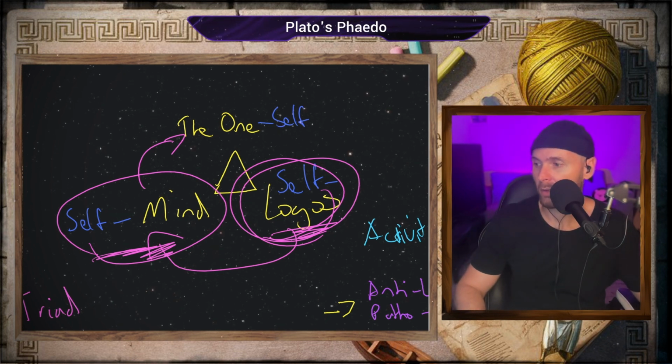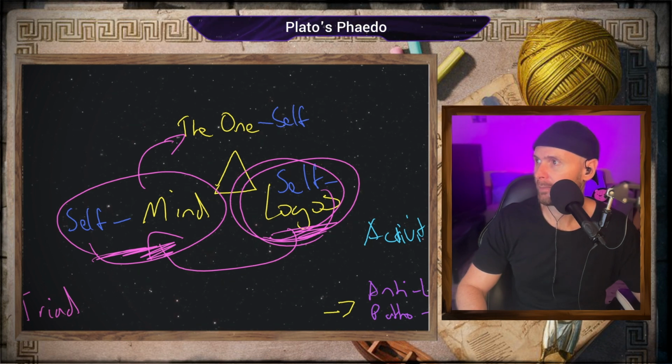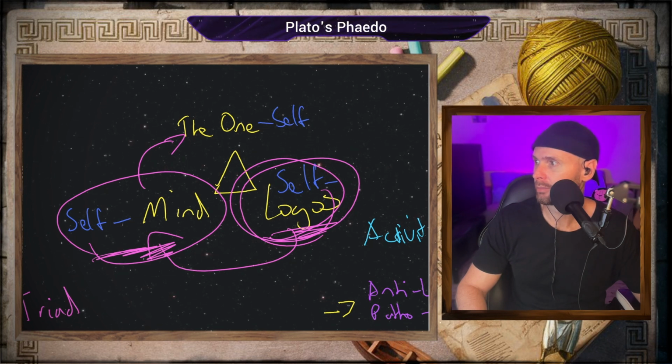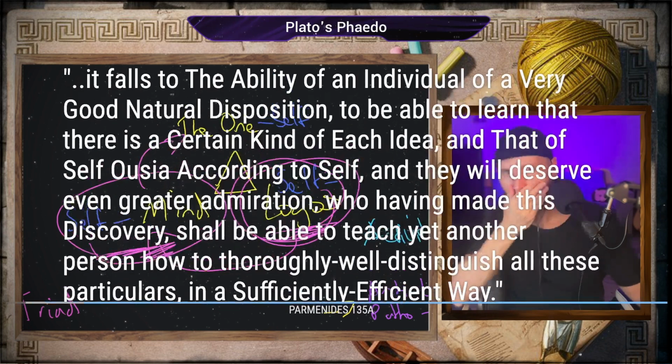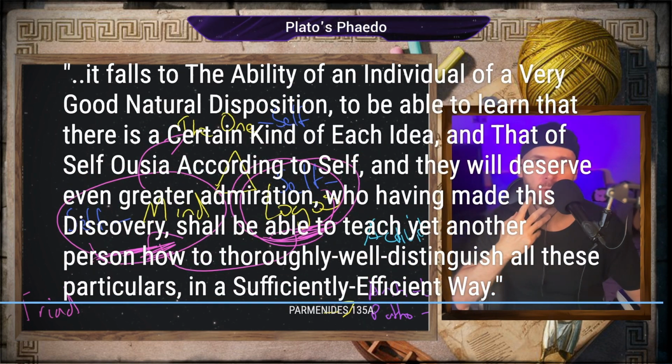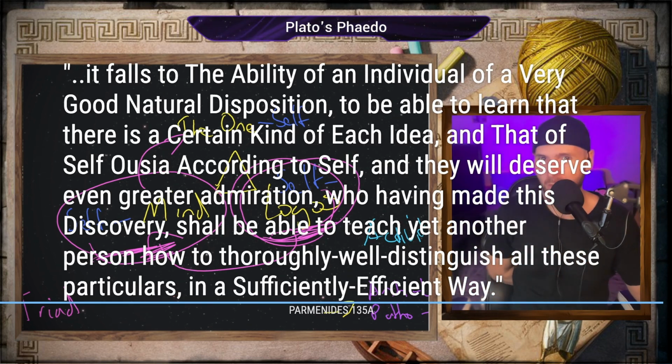We have a quote, we'll throw up a quote, why not? That brings those three together. Here we go. It falls to the ability of an individual of a good natural disposition to be able to what? Learn that there's a certain kind of each idea in self-mind, and that of self-ousia, according to self. That's the nature of self-mind, ousia. And they will deserve even greater admiration who, having made the discovery, shall teach others how to do this themselves.